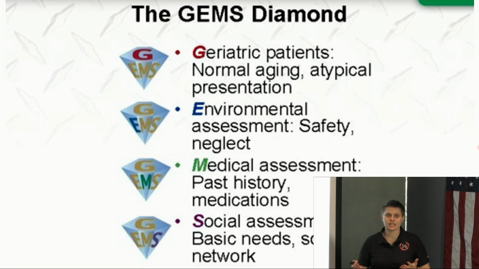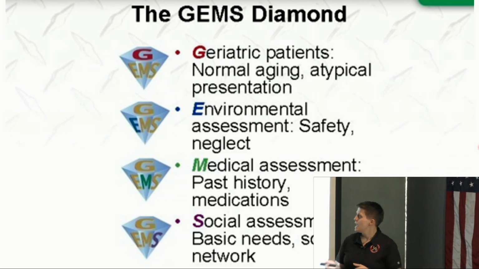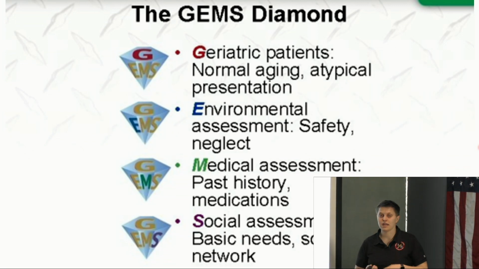E is for environmental, assessing the safety of their environment, paying attention to neglect or abuse. M is for medical assessment, so paying close attention to their past medical history and any medications that they're on. And then S is the social assessment.